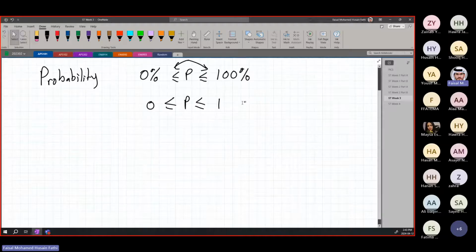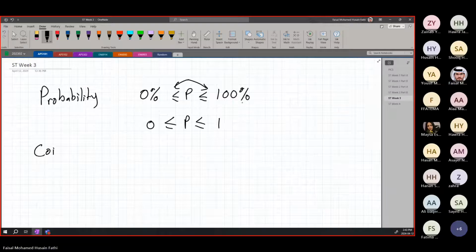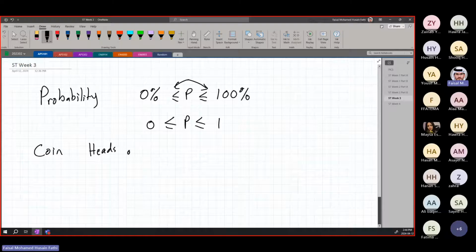But what does it mean? Chance means the chance of something happening. Let's take a very simple example of a coin. A coin has two faces, right? So you have two options. It's either heads or tails. Very simple. Heads or tails.